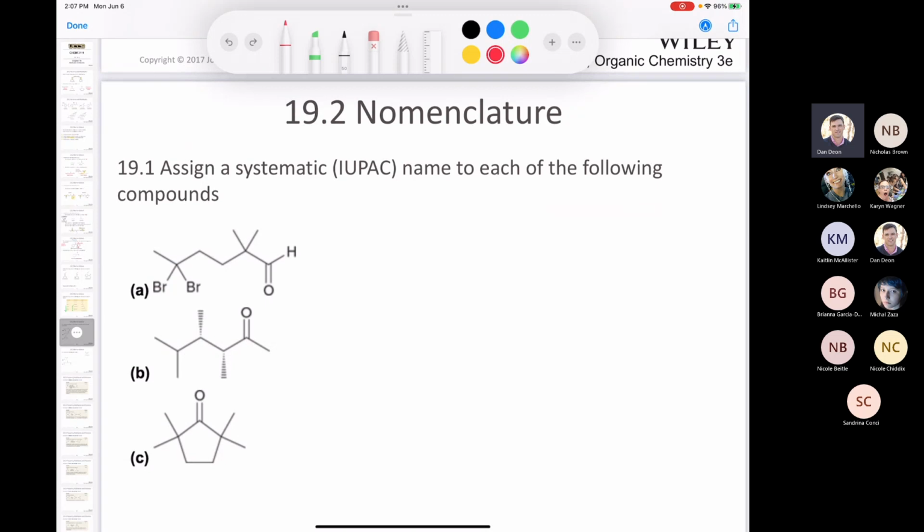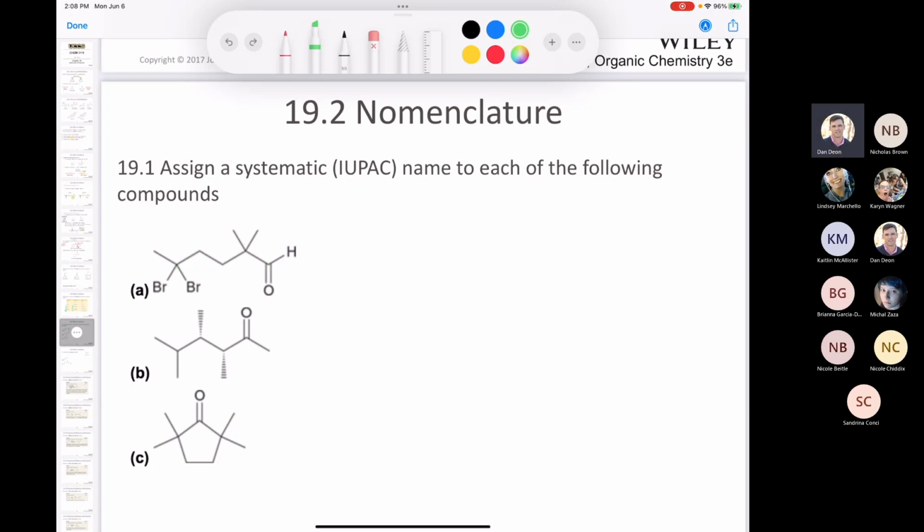We got one aldehyde and 2 ketones. We've even got 2 chiral centers in here. Well, let's start with the first one. What's the longest chain? Could anybody tell me? I didn't even count it up myself. Could anybody tell me what the parent would be in 19.1a? Hexane. It's a hexane, right? Because there's 6 carbons in the chain. So if it would be a hexane and it's an aldehyde, we would call this a hexanal.